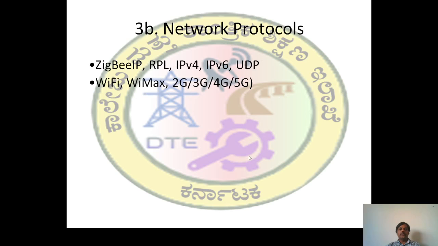Next is network protocols. We can use Zigbee, RPL, IP version 4, IP version 6, UDP. For the technology, we can use Wi-Fi and WiMAX, 2G, 3G, 4G or 5G.